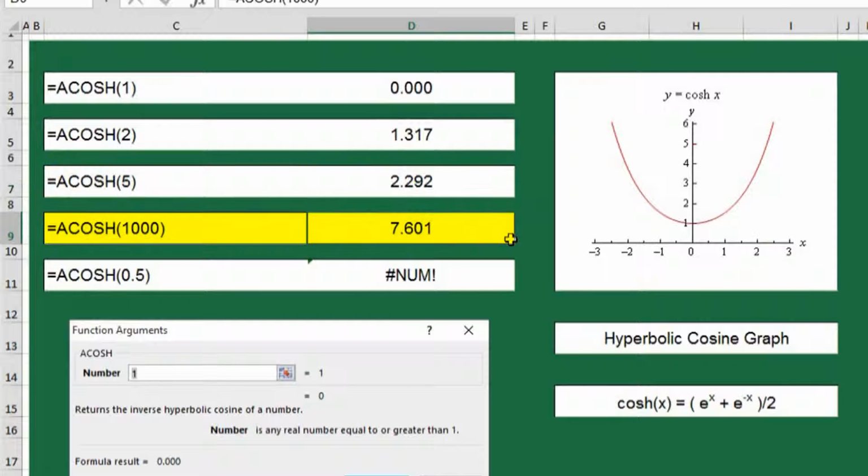You'll notice here that the function is not limited to the graph here. You can actually put in the inverse hyperbolic cosine of any number, with an exception. You'll see here Excel produces a number error. This is because Excel can't process any values less than 1 on a hyperbolic cosine graph.